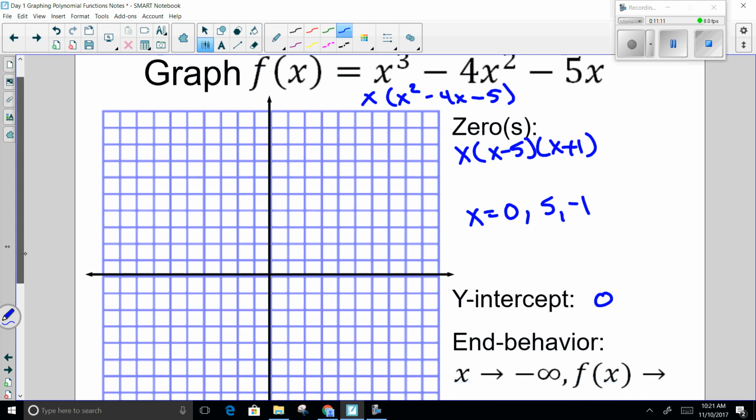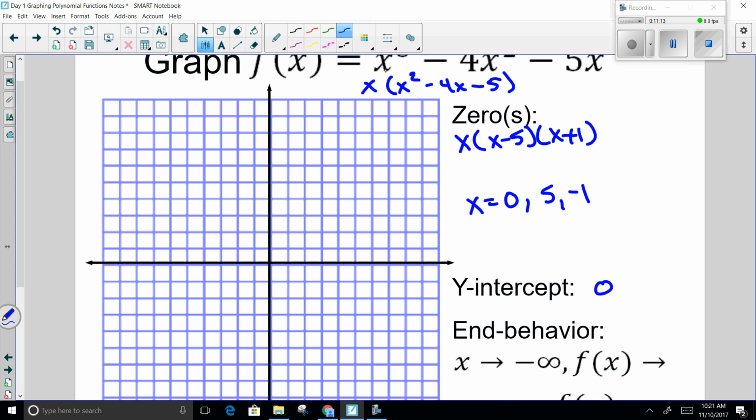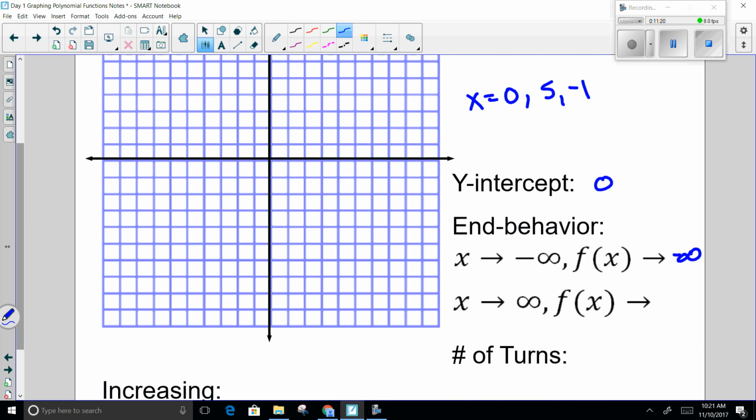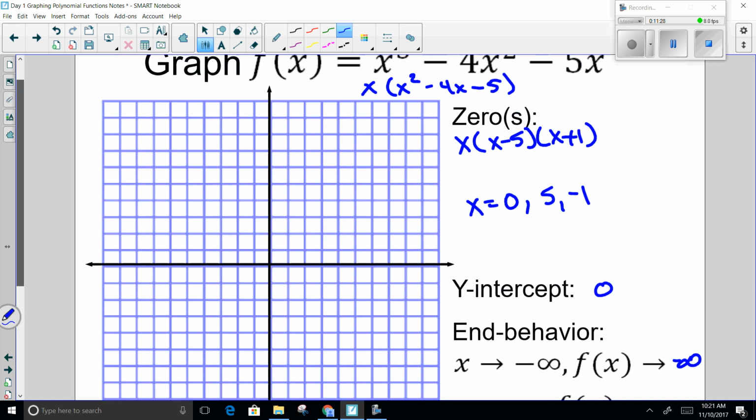The end behavior: as x goes to negative infinity, you plug a negative in here, and it's going to become a negative infinity because a negative times a negative times a negative is negative. You plug a positive in there, and it's going to become a positive infinity. The number of turns would be up to 2. There we go. Now let's graph our information.